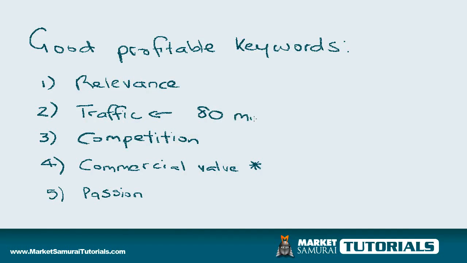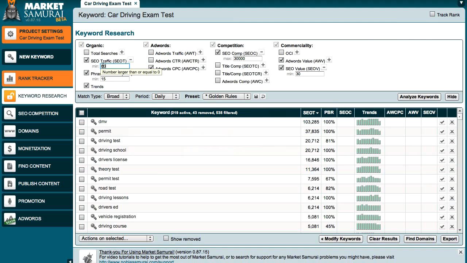Okay. So let me jump back into Market Samurai to show you that. What I've done over here for SEO traffic is make sure this is ticked and put in at least a minimum of 80 searches per day. The reason why we choose 80 is because that would be at least a minimum of traffic that you want coming to your website. If it's less than that, then you don't want to spend your time trying to optimize for it. So that would be the minimum.